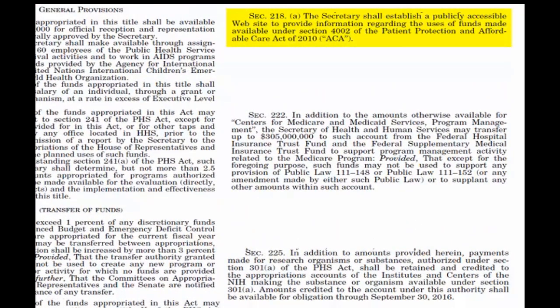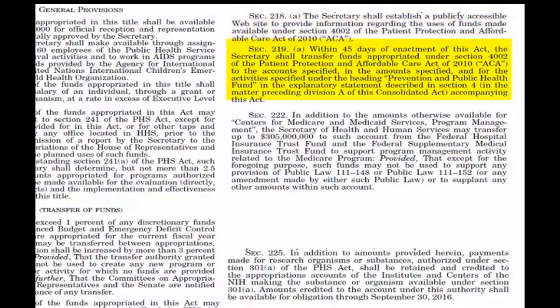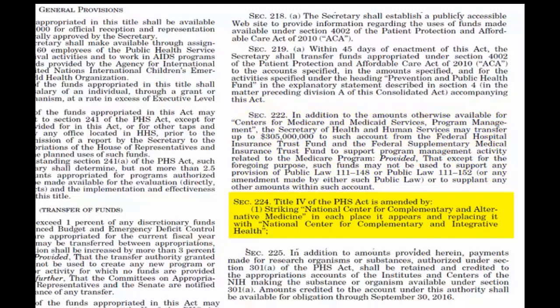Section 218 requires a website to provide information on the uses of funds under Section 4002 of the Affordable Care Act, the Prevention and Public Health Fund. Section 219 directs the transfer of the prevention funds to specific HHS accounts. Section 224 renames the National Center for Complementary and Alternative Medicine to the National Center for Complementary and Integrative Health. That provides a sampling of the types of general provisions that follow the HHS Appropriations Act. These 12 provisions make up about 40% of the HHS general provisions.